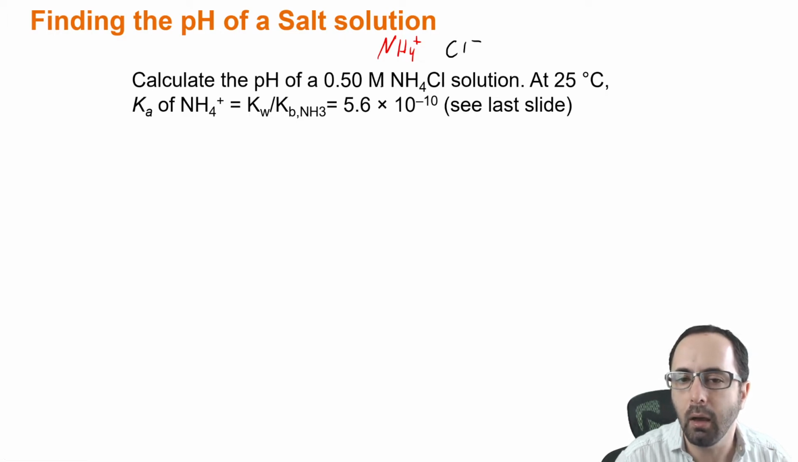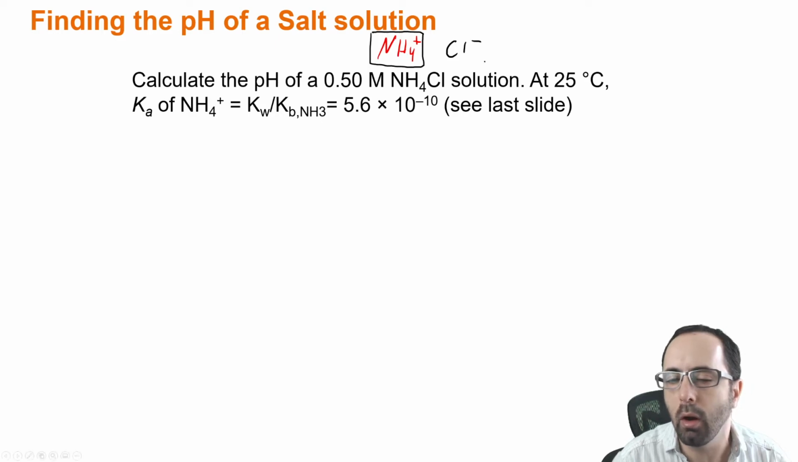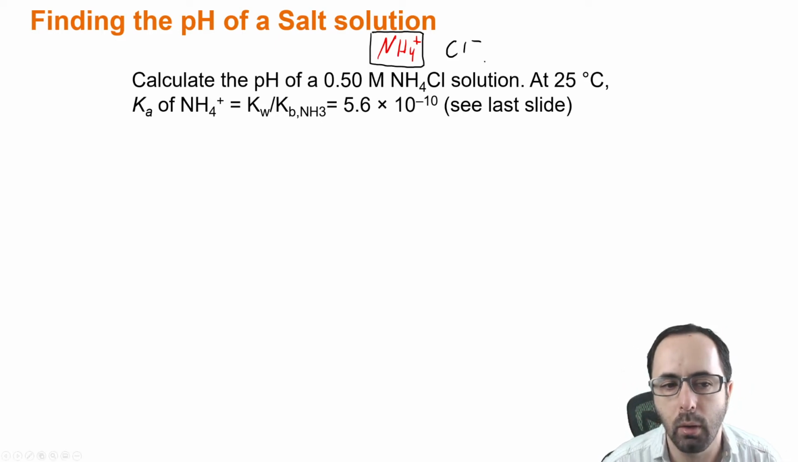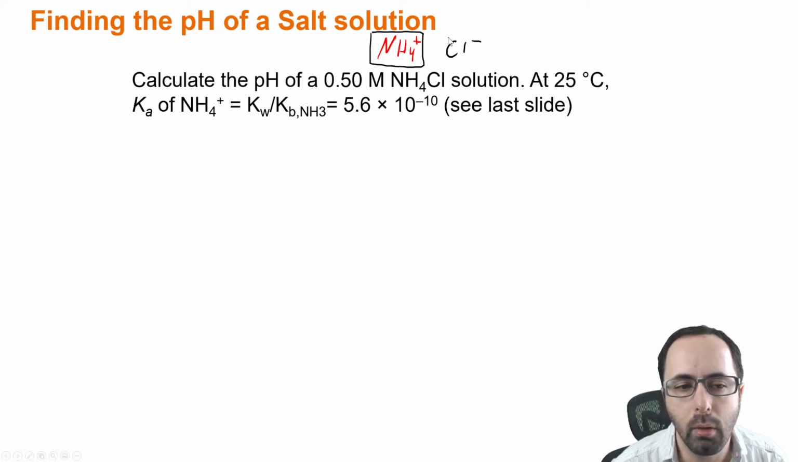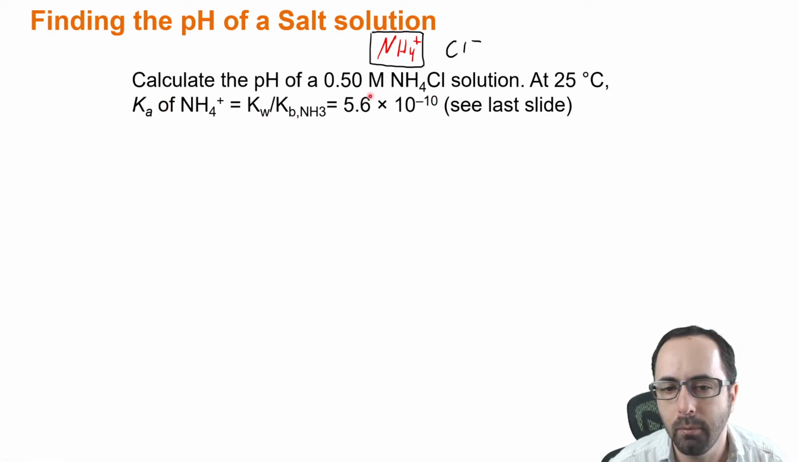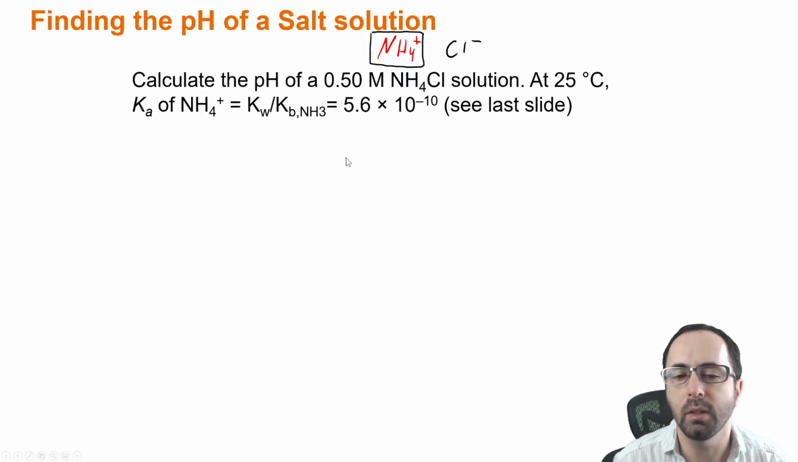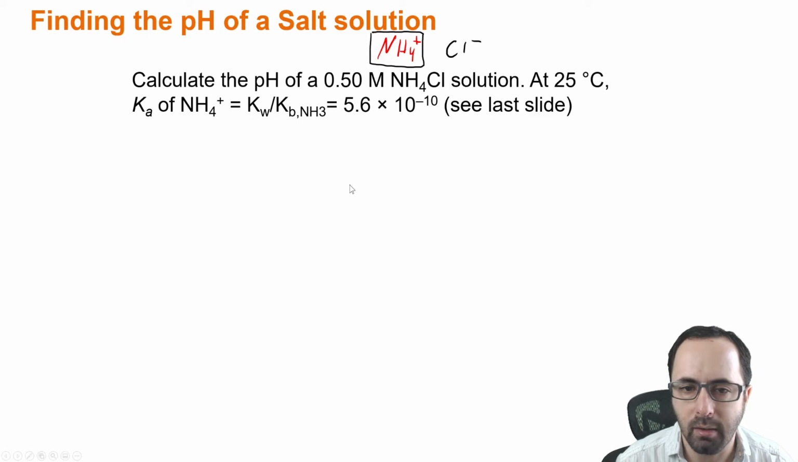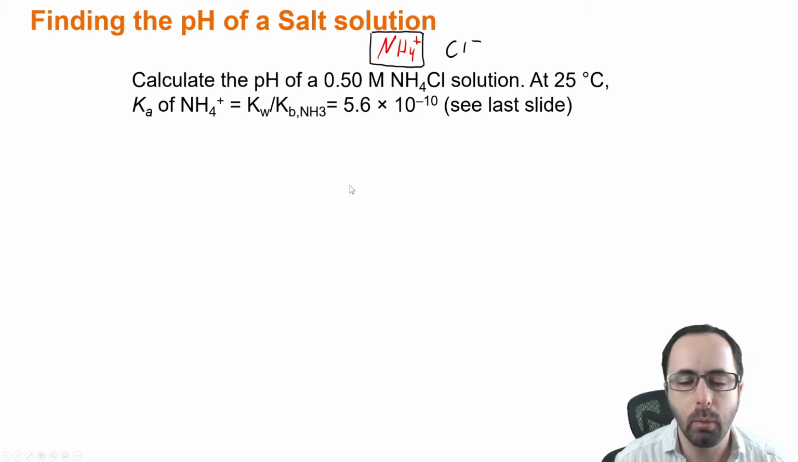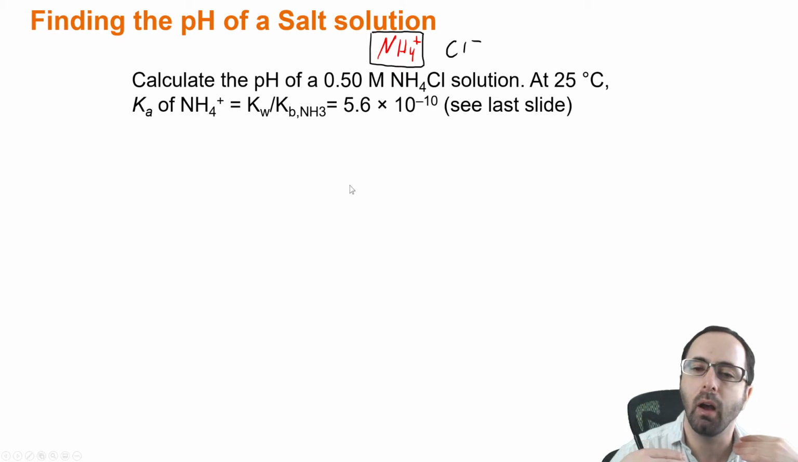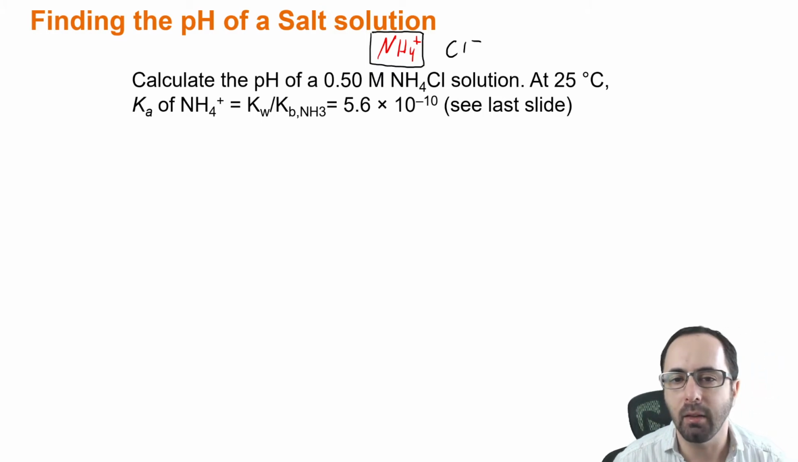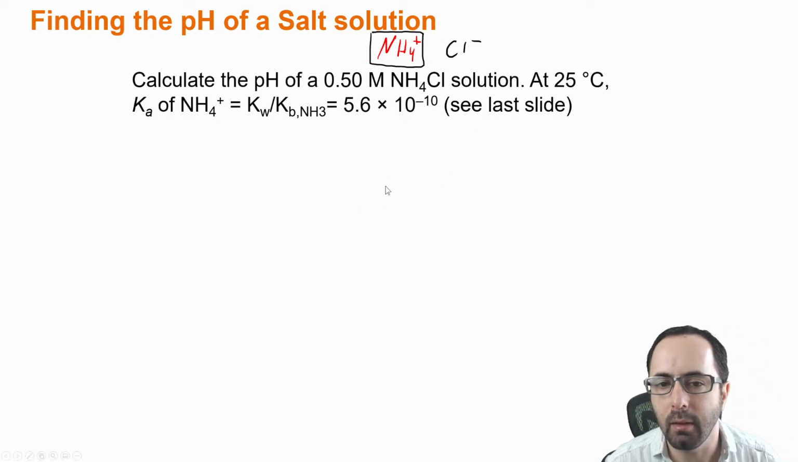The only ion we care about is the ammonium ion here because that is the acidic one. The chloride ion is neutral, it's not going to do anything. And we already determined the Ka of ammonium ion. Previously it was Kw over the Kb of ammonia, and so that was 5.6 times 10 to the minus 10. So if we want to find the pH of the salt, we do it the same way as if we were finding the pH of any other weak acid. This ammonium ion is a weak acid.